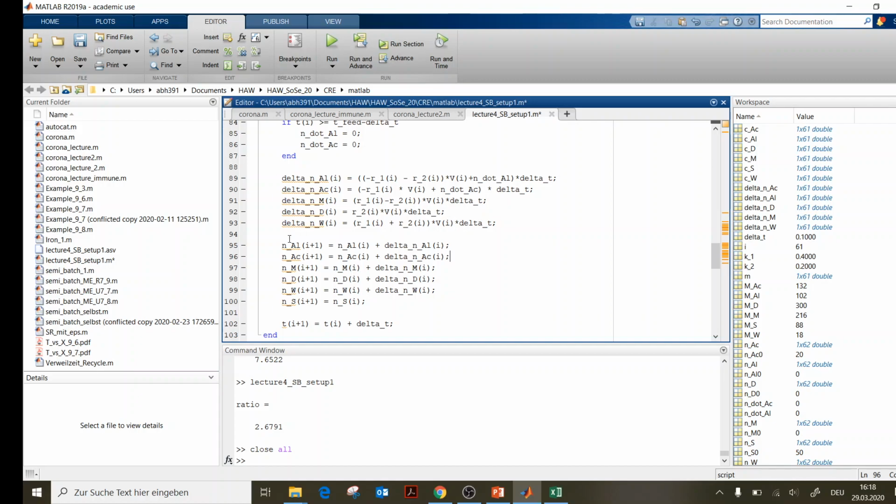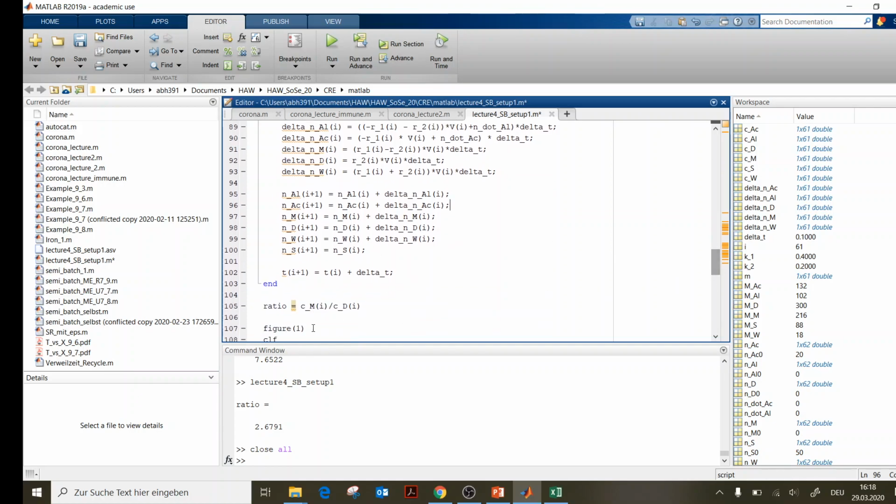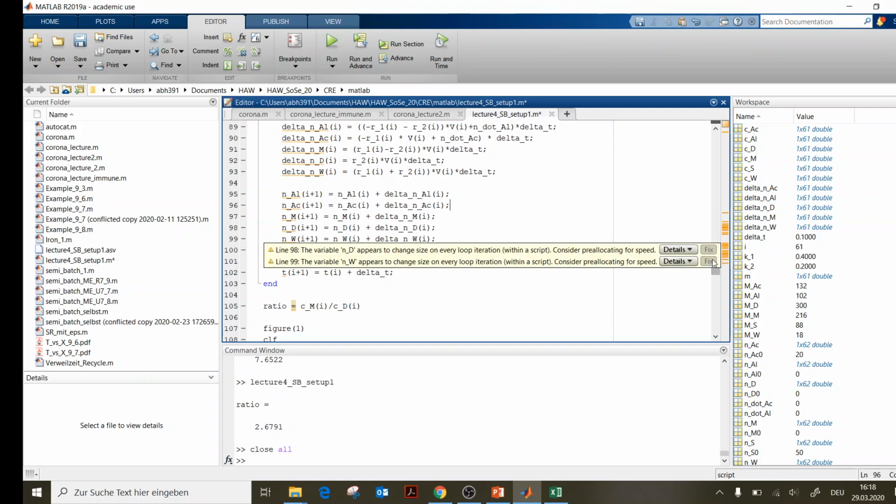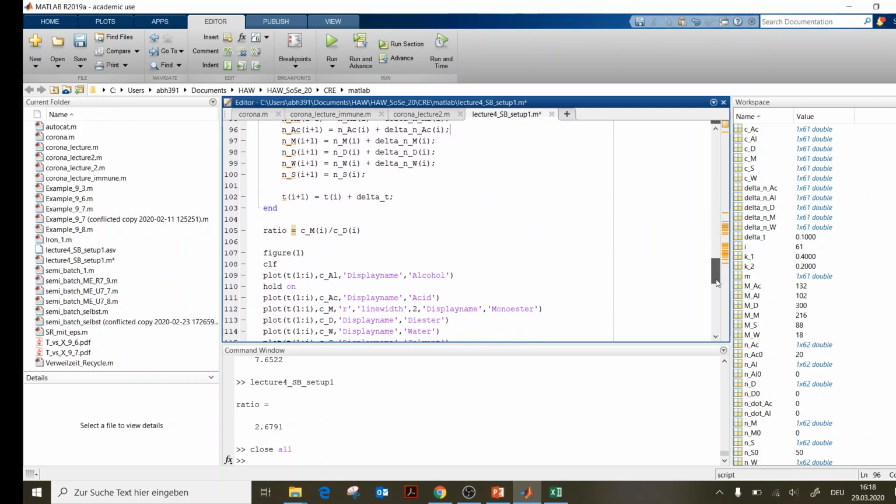Okay, and then you just say, okay, my new mole amount is the old amount plus the change. And only for the solvent you have to do nothing, so this is not changing. The concentration is changing because your volume will increase, but your number of moles stays constant. Okay, and then you do something with your time. You have to increase your time.